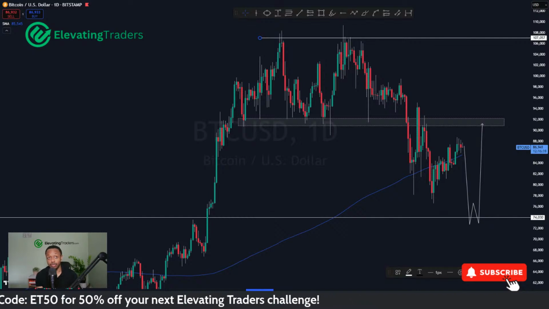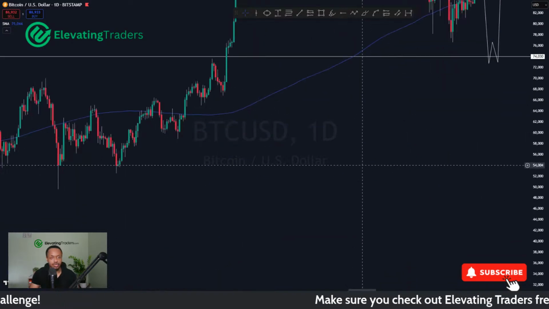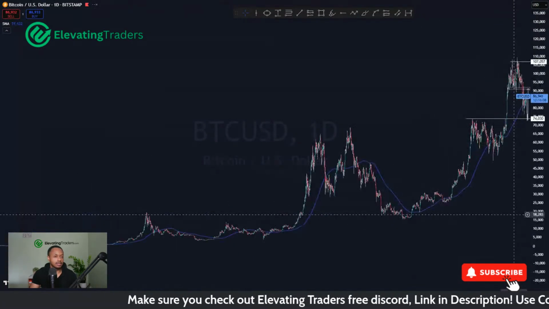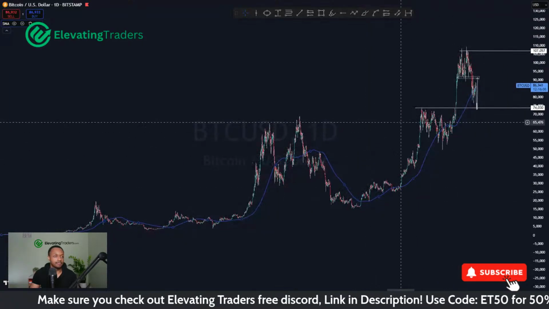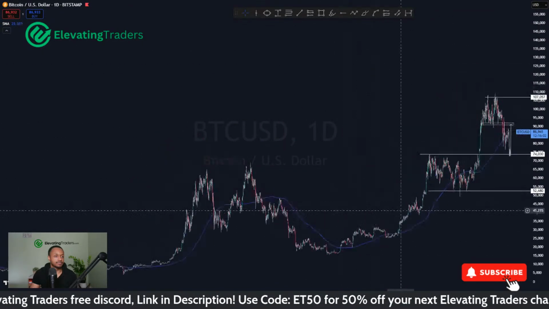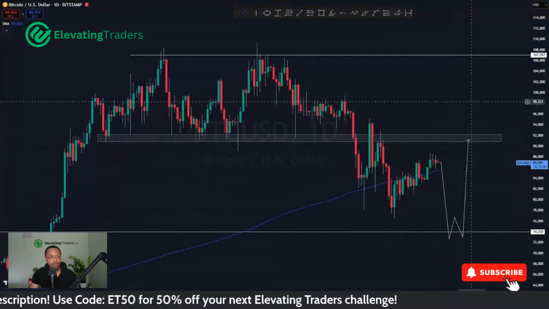And 50% from 108K is roughly like 54K. So that could take us back to here roughly, which is not that big. It is in percentage terms, but only back to here is nothing too crazy. So yeah, that's kind of where I'm at with Bitcoin.